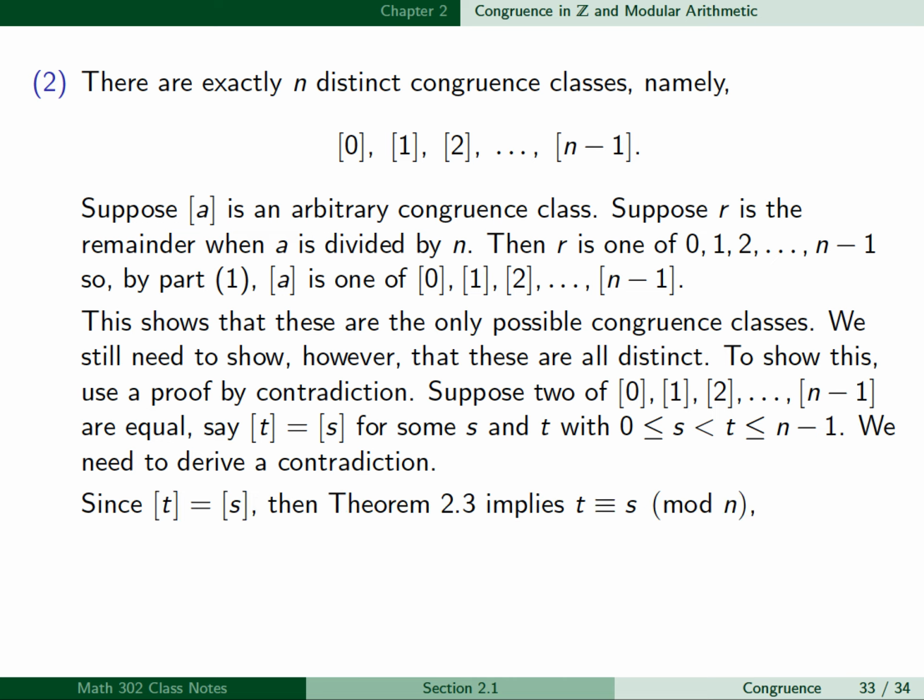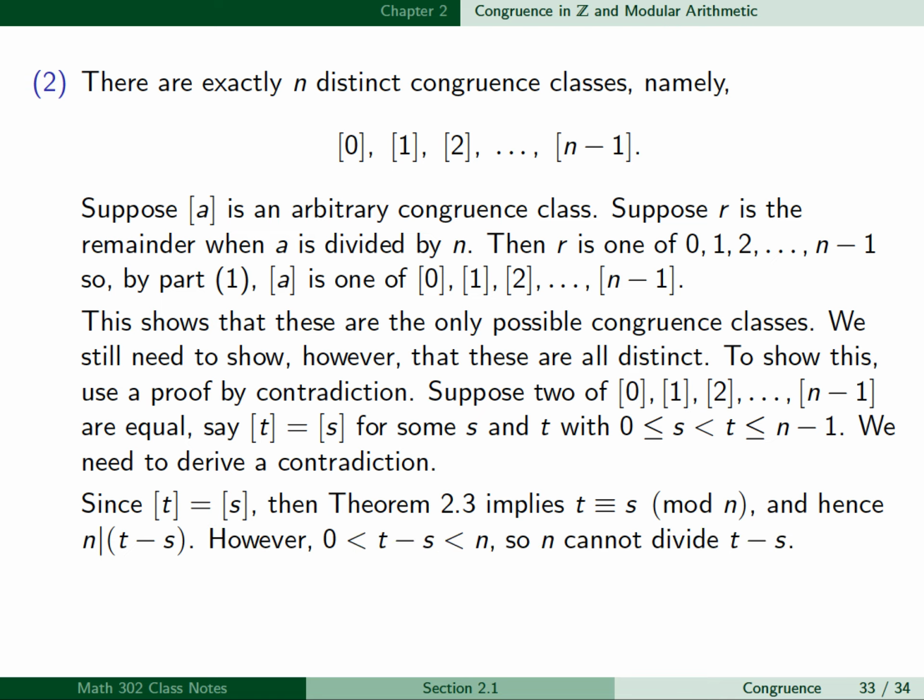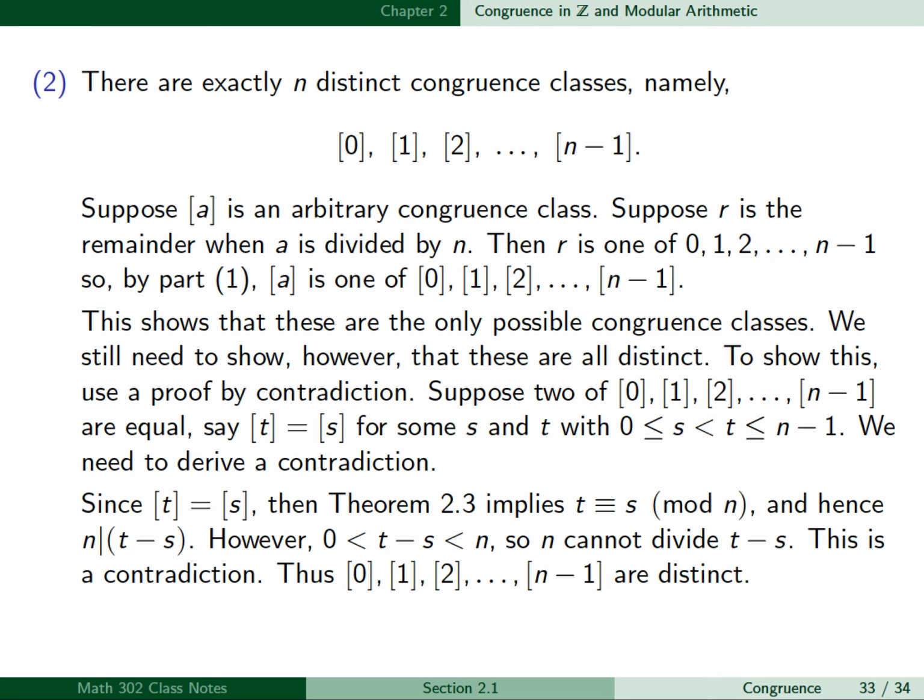Now, since the class of t is equal to the class of s, then theorem 2.3 implies that t is congruent to s mod n. And hence n divides the difference t minus s. However, t minus s must be strictly greater than 0 and less than n, so n cannot divide t minus s. And this is a contradiction. And thus our congruence classes 0, 1, 2, up to n minus 1 are all distinct. And so this completes the proof of 2.